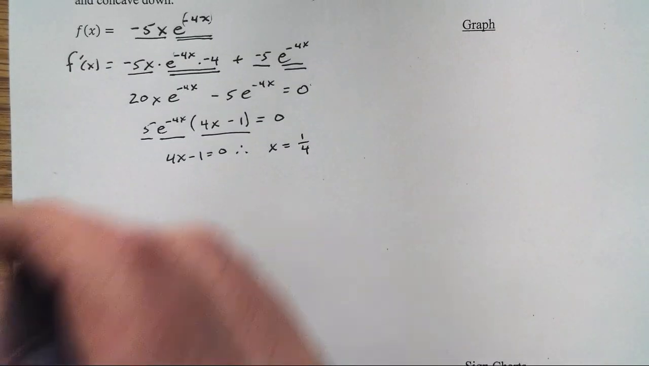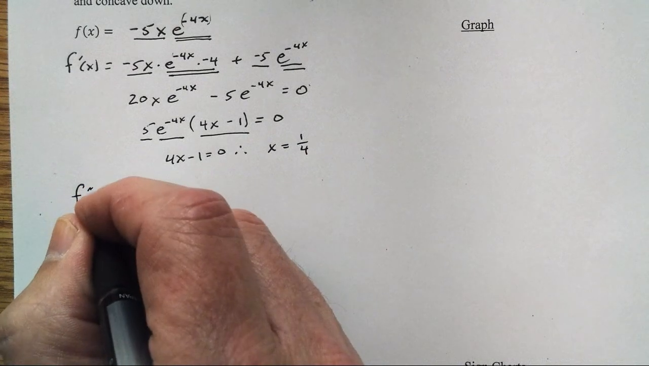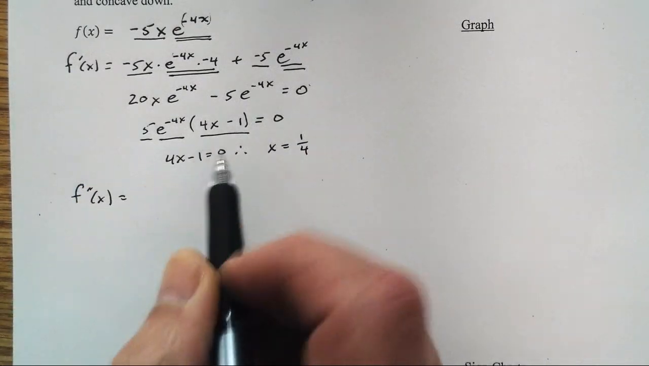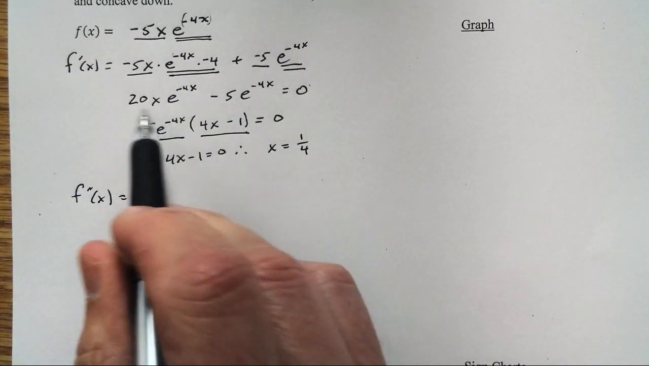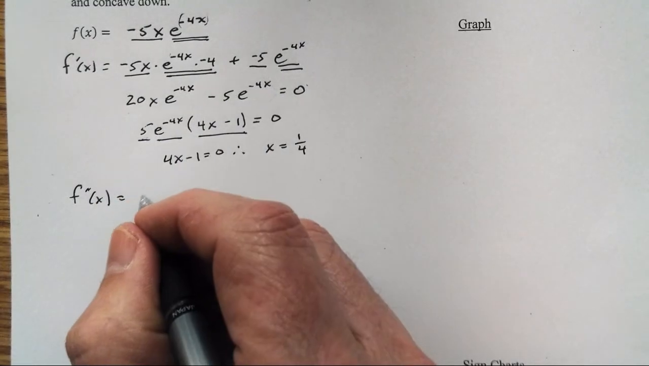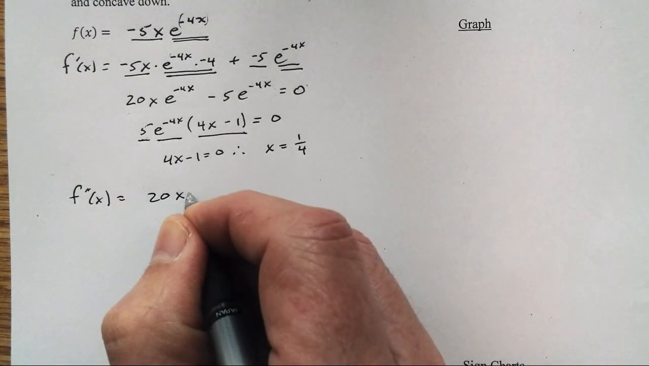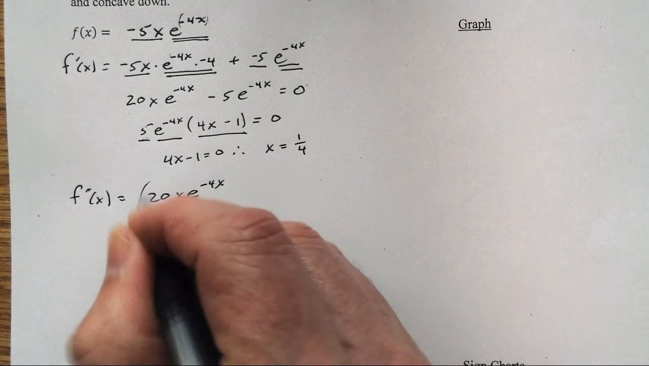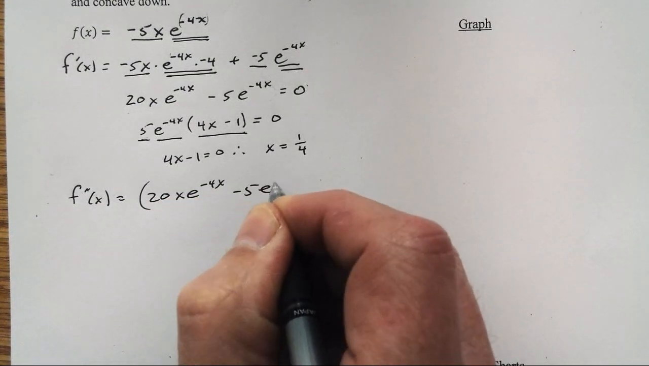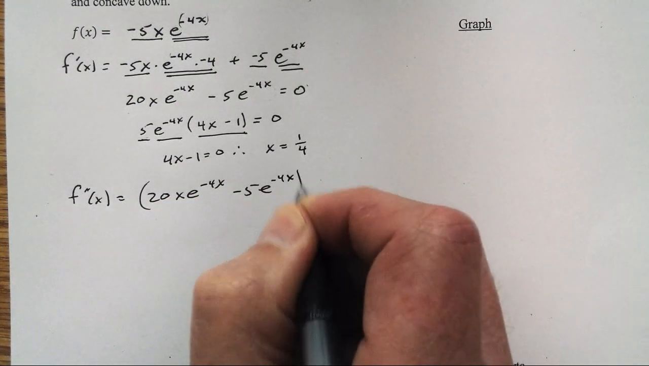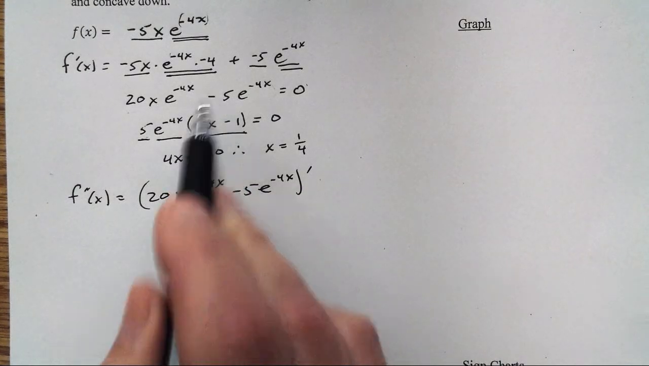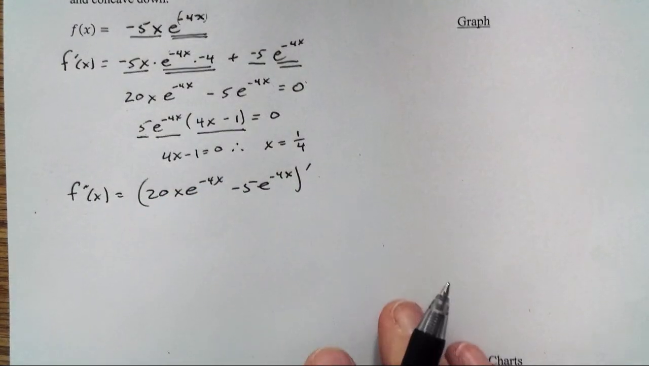Okay, second derivative. For our second derivative, I don't even know which way is easier or harder. I could use this form or I could use this. I think I'm going to go up and use this. We're going to find the derivative of 20x e to the negative 4x minus 5 e to the negative 4x. We're going to find its derivative. First derivative, give us our second.